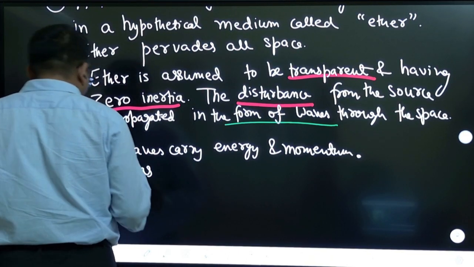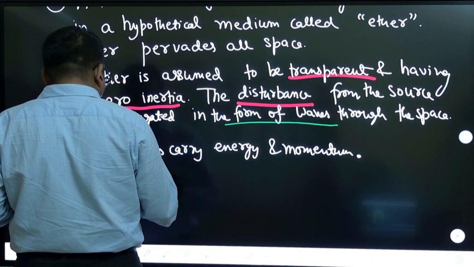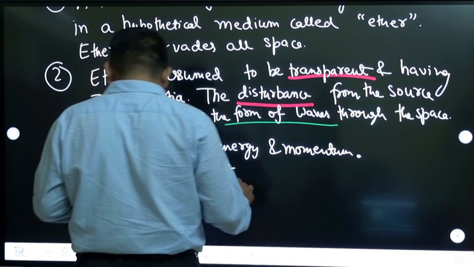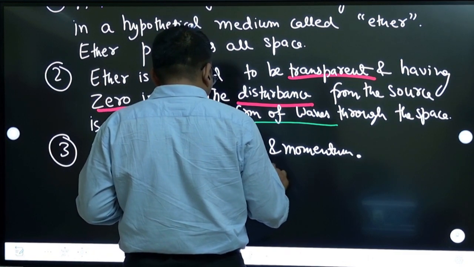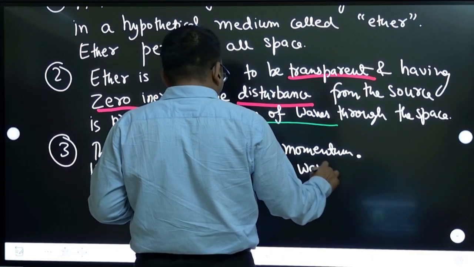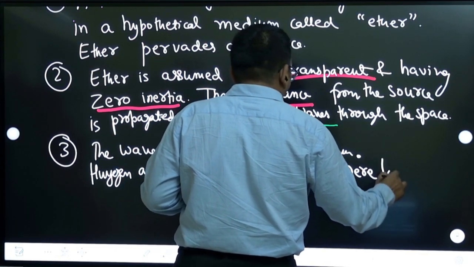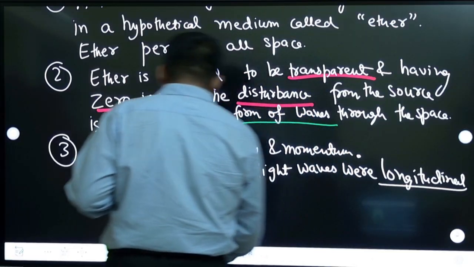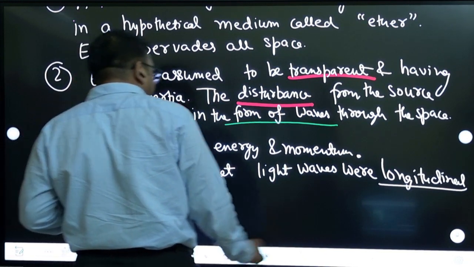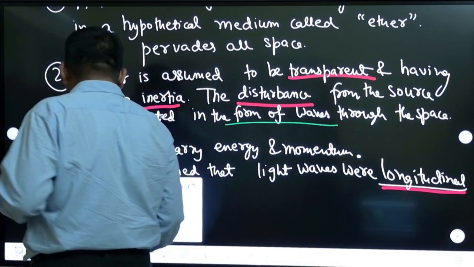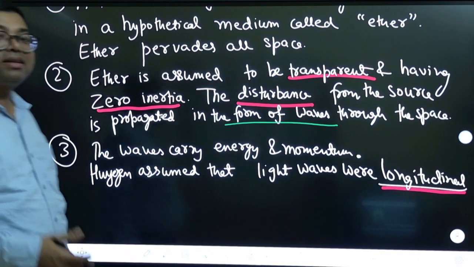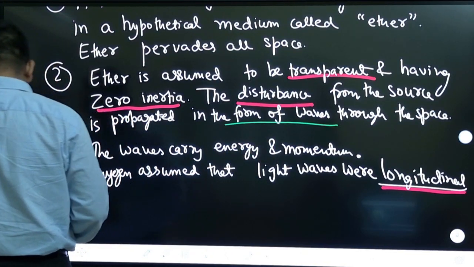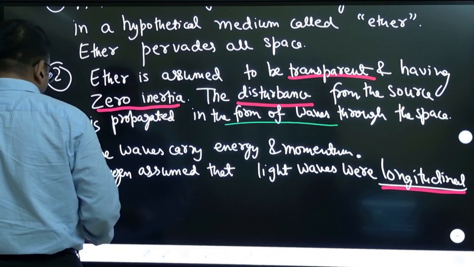Huygens assumed that light waves were longitudinal. So he believed or he assumed that it is longitudinal, and that is where he made a mistake. Already I told that because he was comparing it with sound. So he believed or he assumed that light waves are longitudinal, and that's where he made mistake.